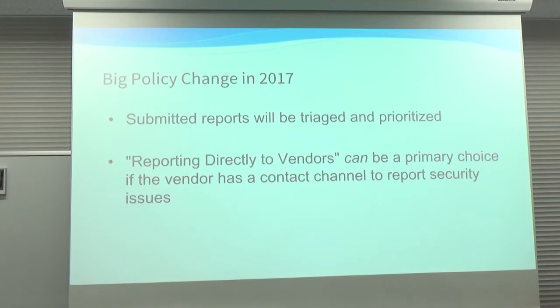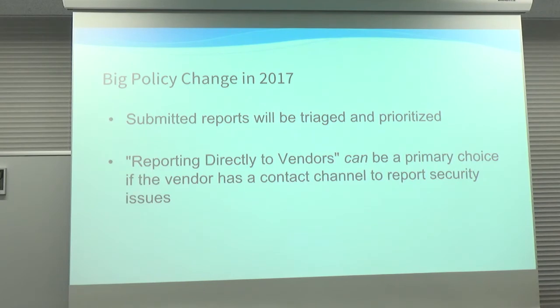And the second big change is that reporting directly to vendors can be a primary choice if the vendor has a contact channel to report security issues. When the vulnerability reporting scheme was established in Japan, there were only a few vendors that provided a security contact channel. But nowadays, for many major open source projects and web companies running web apps, it's very common to have a contact channel to report security issues. For example, please submit security issues to security@blahblah.com.